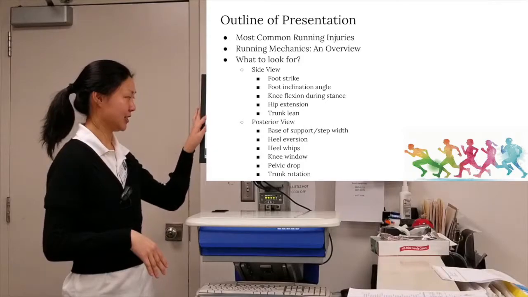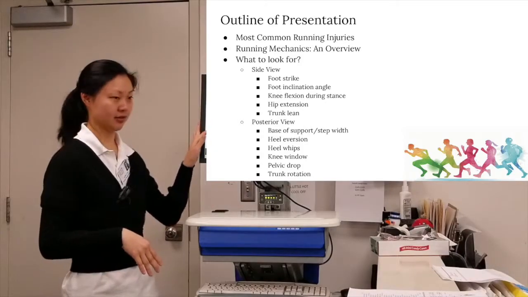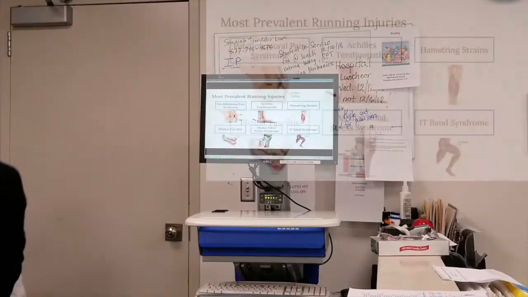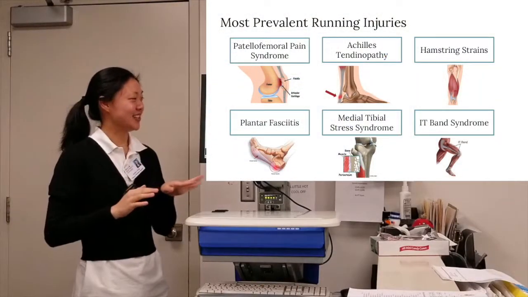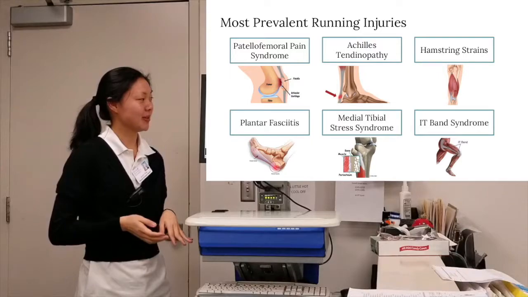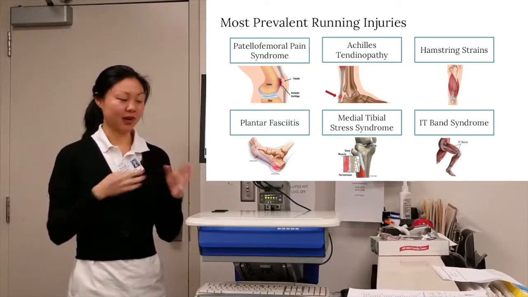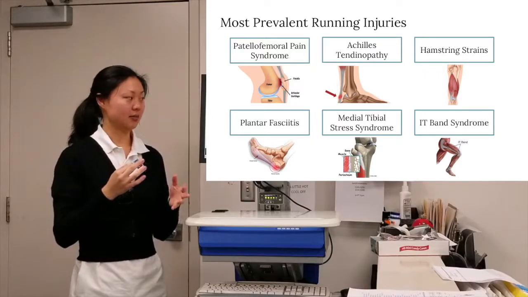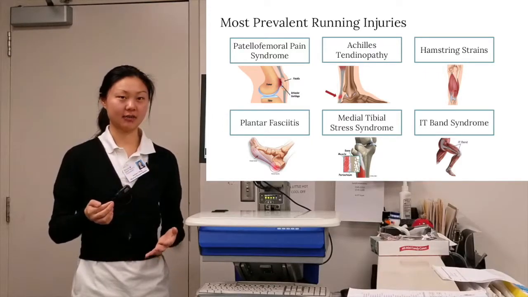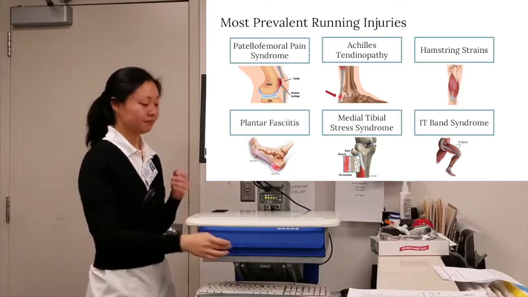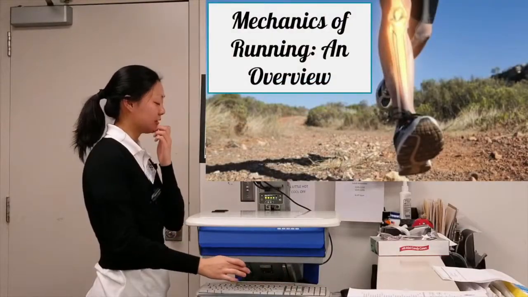So I have here listed the different characteristics of running, and I'll dive into each of them. Okay, so here are the most common running injuries: patellofemoral pain syndrome, Achilles tendinopathy, as well as IT band syndrome. And while I talk about various running mechanics, I'll talk about how you run can actually predispose you to certain types of injuries. So, overview of mechanics.